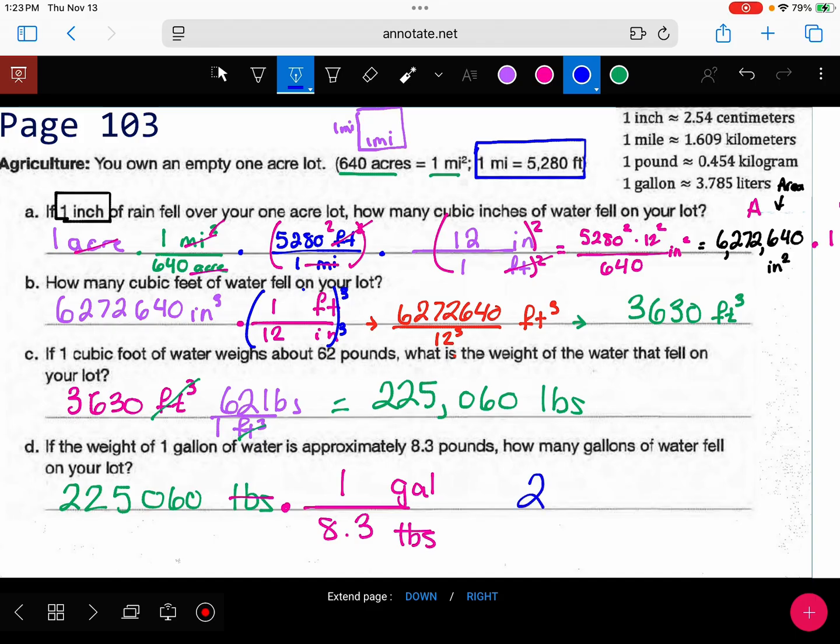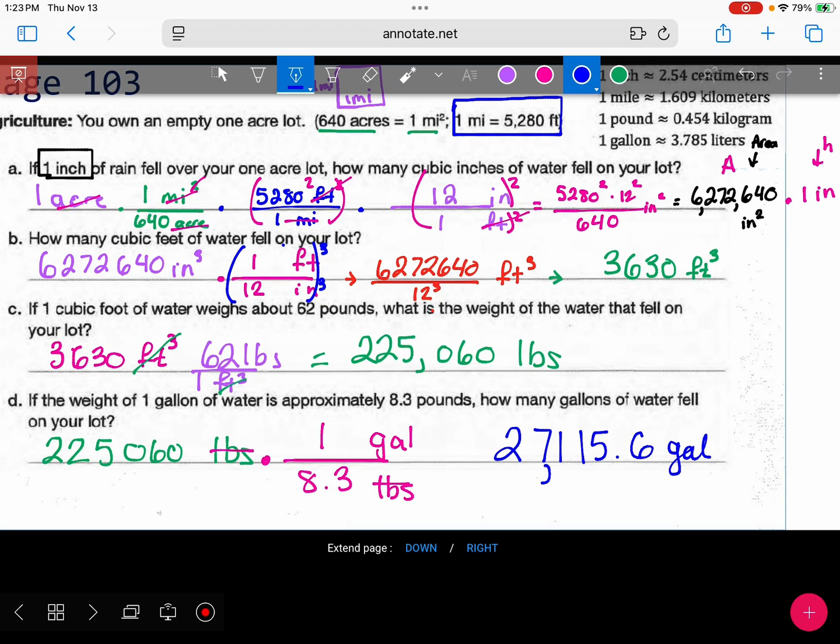27,115.6 gallons. That's a lot of weight. And it doesn't have to be a farm that catches that. Buildings that catch 1 inch of rain that are an acre will catch that same weight. But that's one of those things that we don't necessarily think about when we're talking about, oh, I'll just go build a treehouse.